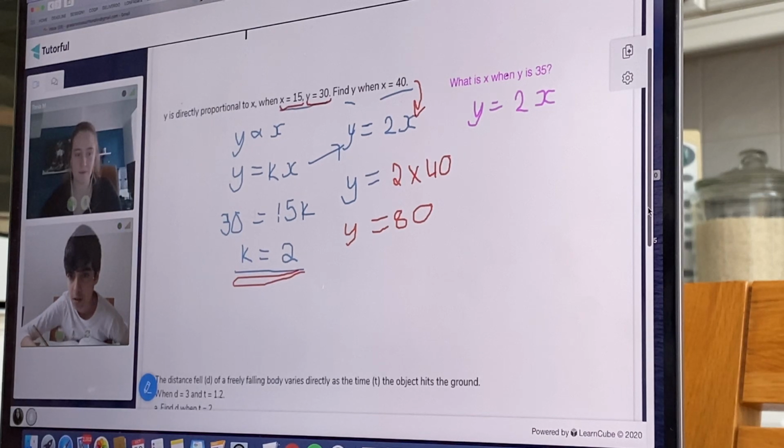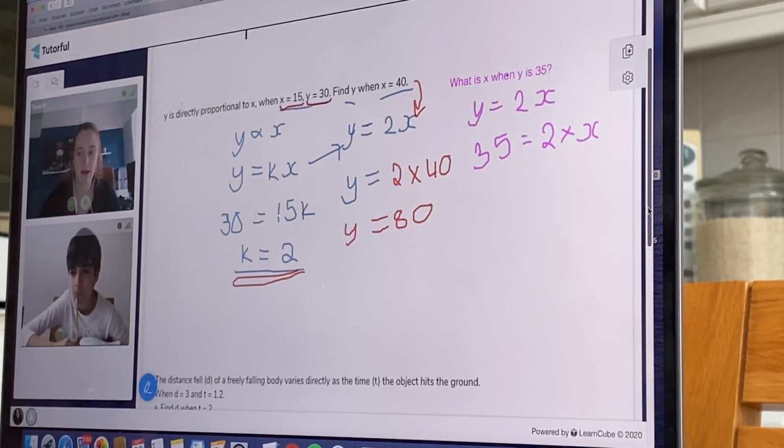Not quite. So we know that y is 35. So we replace the y in this equation with 35. So I write it like this: 35 equals 2 times x.